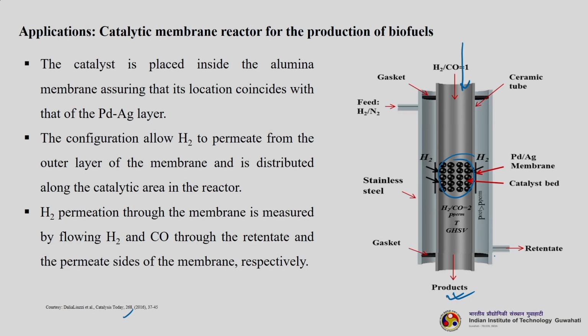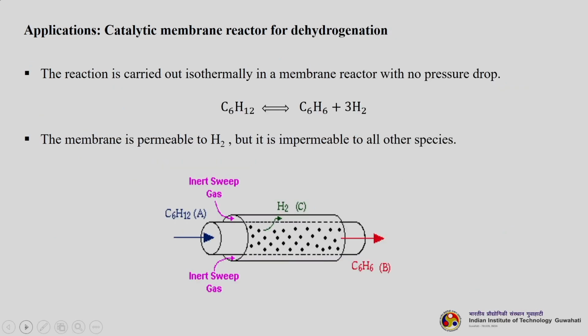Basically the outer one is made up of stainless steel, there are gaskets to hold it, and inside is this one basically. So, this is your palladium silver membrane. Hydrogen permeation through this membrane is measured by flowing hydrogen and carbon monoxide through the retentate and permeate sides of the membrane respectively. So, another application is the catalytic membrane reactor for dehydrogenation.